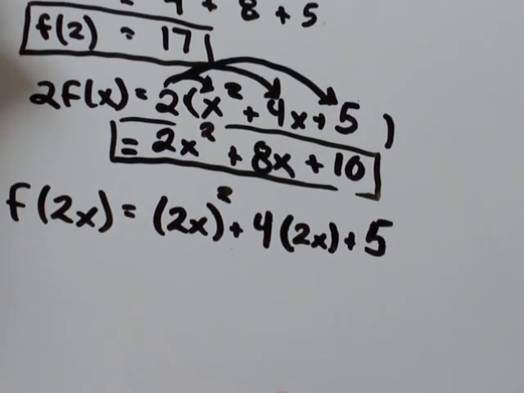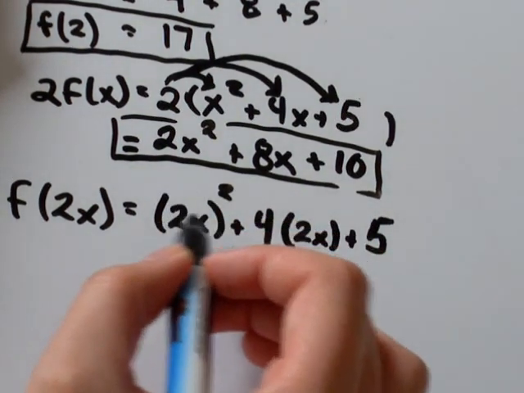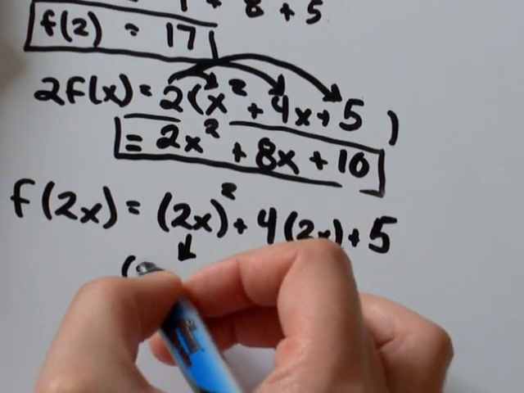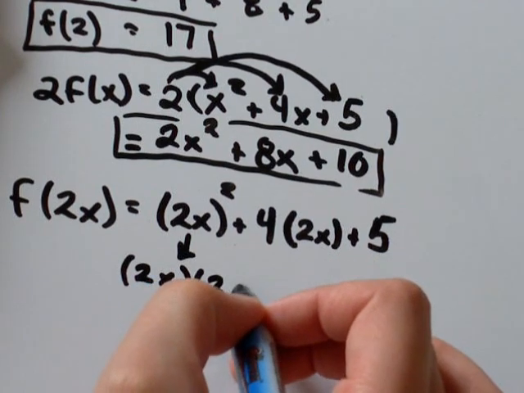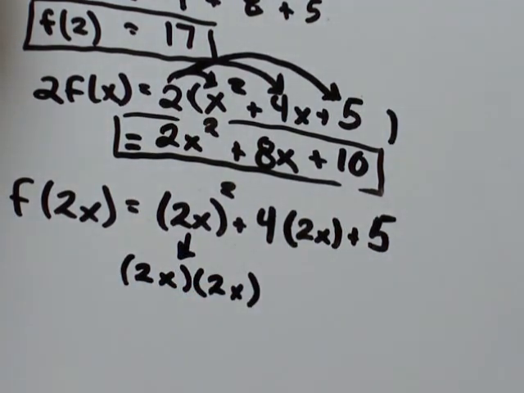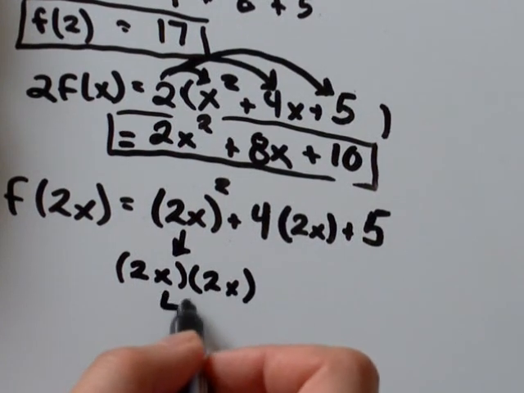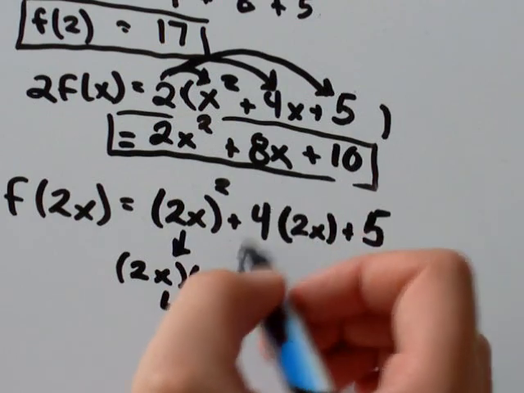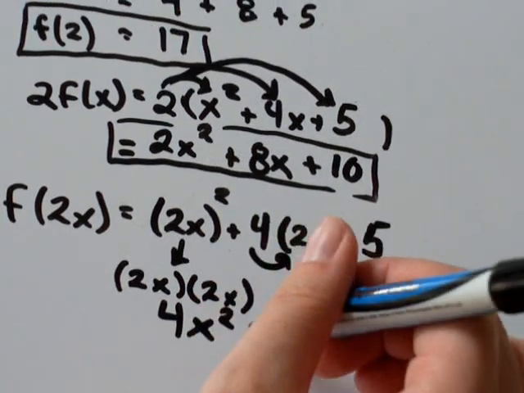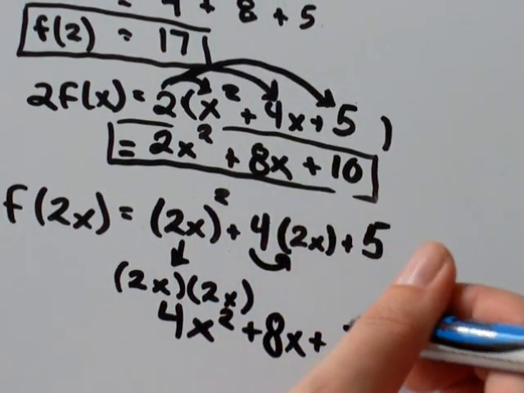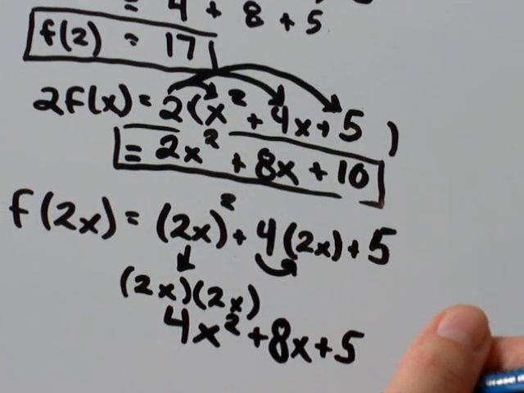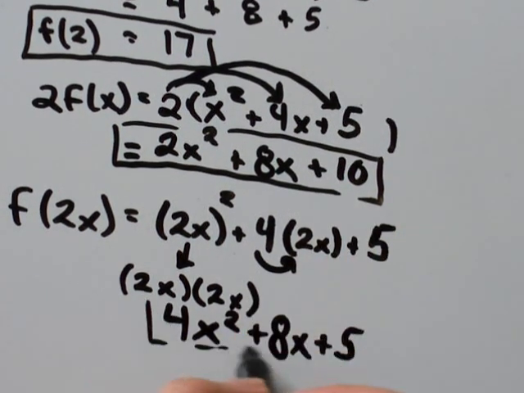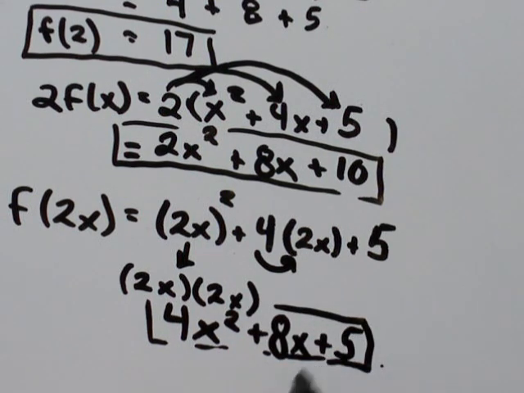So now we're going to simplify that a little bit. Remember that 2x squared, what that really means is 2x multiplied by itself. 2x times 2x. 2 times 2 is 4. x times x would be x squared plus 4 times 2 is 8x plus 5. And yeah, I think that's as far as we're going to leave our answer for that guy. So now we're going to do one that's going to be a lot more painful.